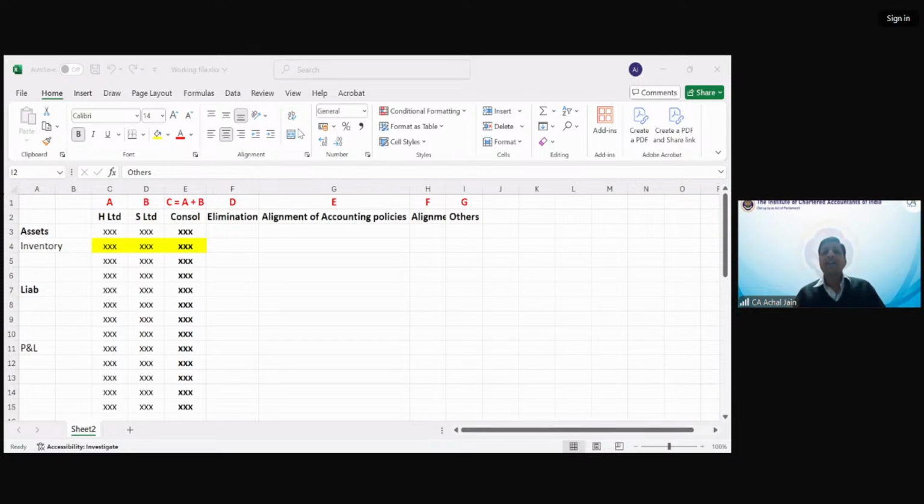Anil is asking any other adjustments. I think these are good enough. So far, these are good enough for you to look at. Sai, I would request you to send your query, please.